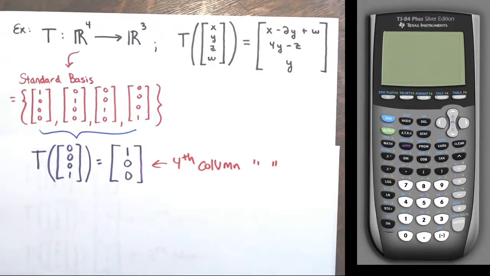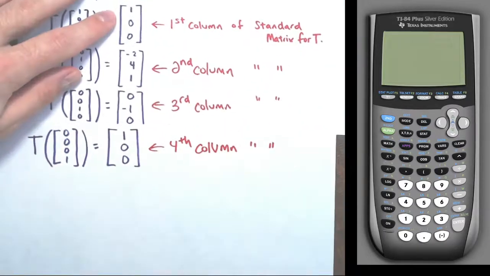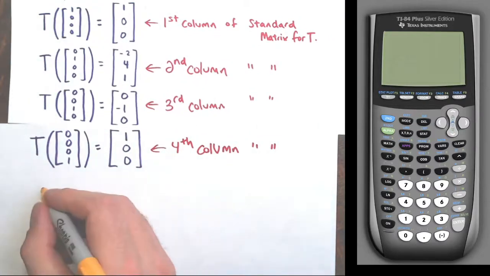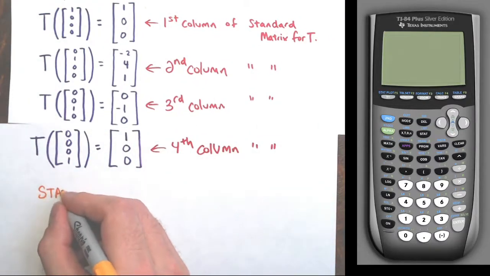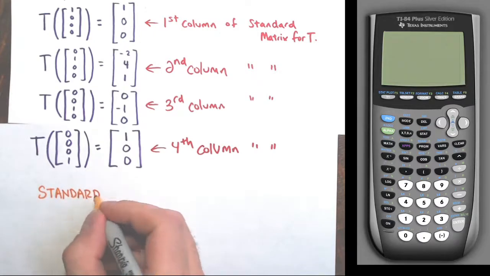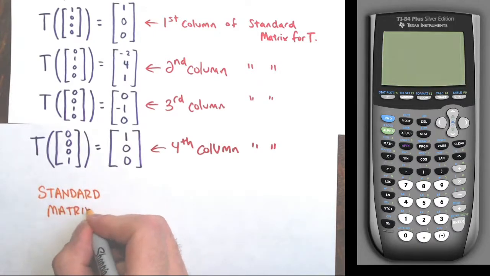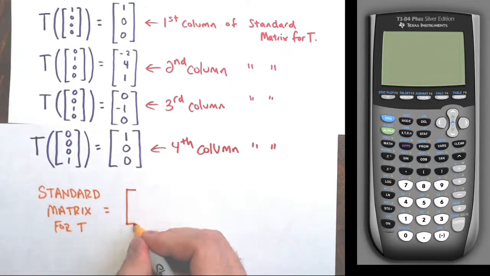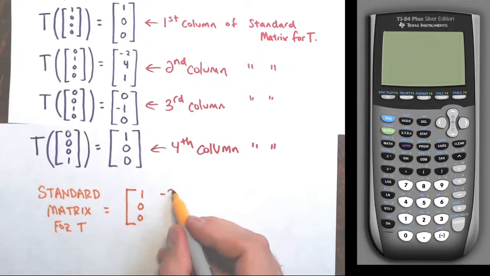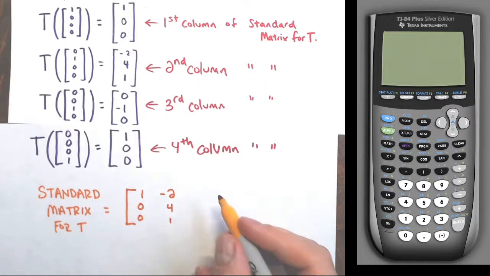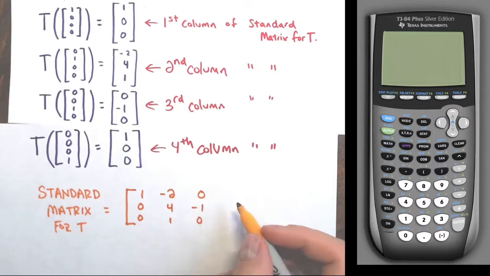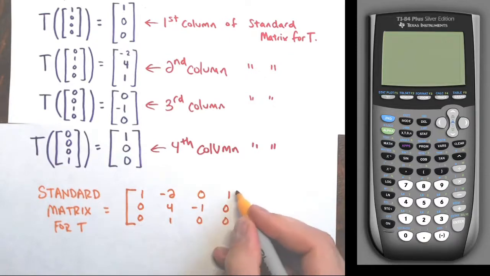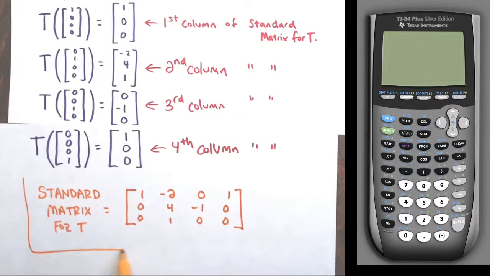All right, so looking at all 4 of these now, the standard matrix for this transformation T is, like I said earlier, going to be 3 by 4, since there's 4 columns and each one has 3 components. First column, 1, 0, 0. Second column, negative 2, 4, 1. Third column, 0, negative 1, 0. Fourth column, 1, 0, 0. And there we go.